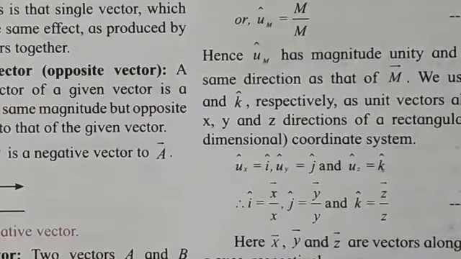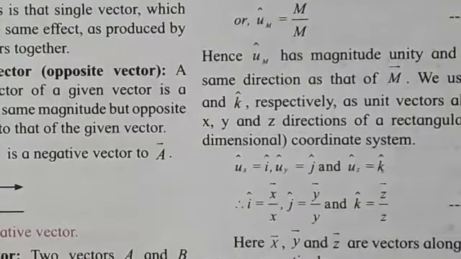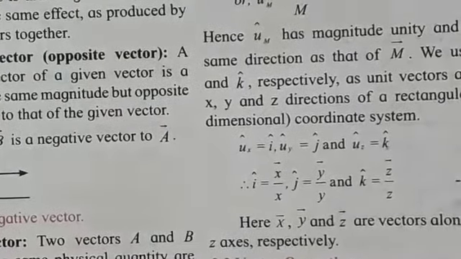Now, the next point in that chapter: we have to see why vectors cannot be added or subtracted by the rules of algebra. For one example, we have to see why vectors cannot be added or subtracted by the rules of algebra. We have to take this example.